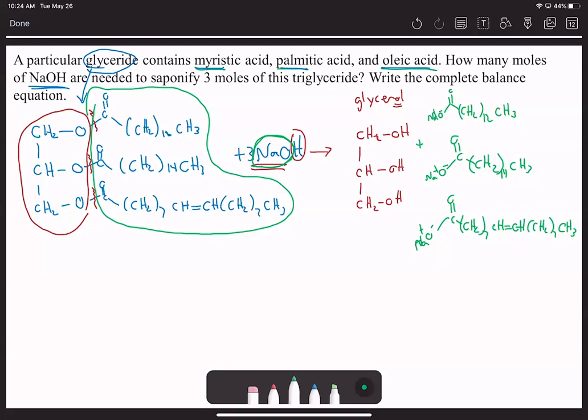So, again, I'm going to post these up for you guys because this is a really lengthy reaction here. But we do get our, and this is what's going to be considered our soap here. So this is our soap. So we get glycerol plus we get some soap from this.